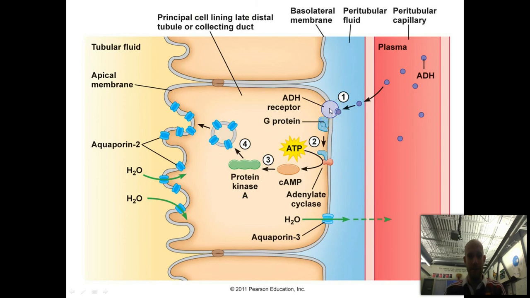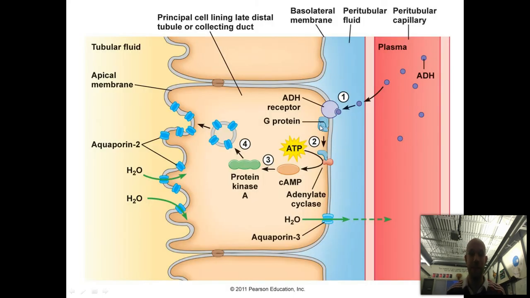The ADH receptor is a G-linked receptor, and so it activates the G protein, which activates adenylate cyclase and causes ATP to be converted into cyclic AMP. Remember, that's one of the secondary messengers in a cell signal pathway. I think this is awesome because it's such a great example for you guys. The cyclic AMP then activates a protein kinase.